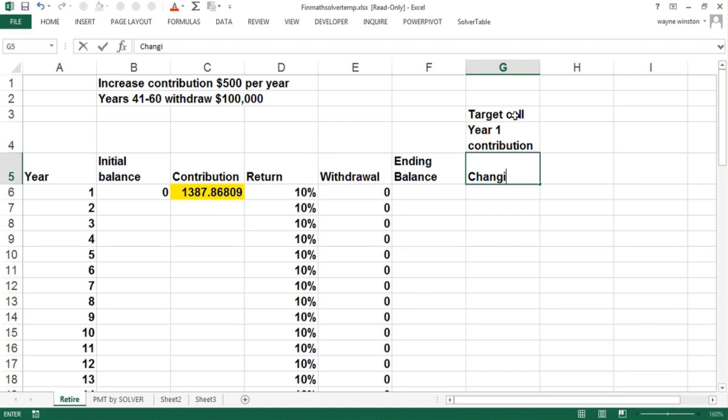The changing cells are, what would they be? The changing cell would simply be the year one contribution. And I want to minimize that. You can maximize it, it doesn't really matter. And the constraint is at the end of year 60, I've got no money left.